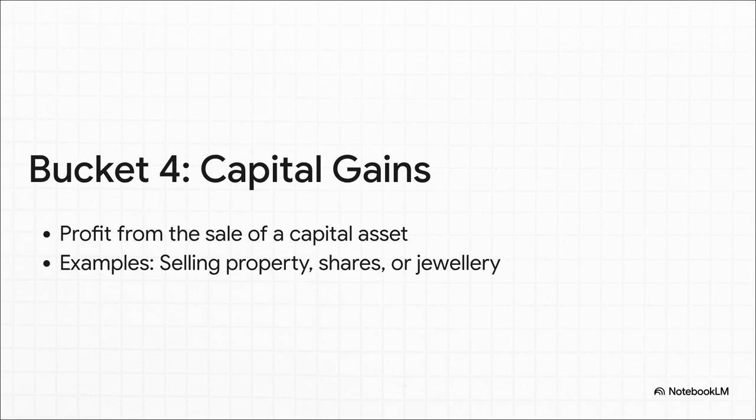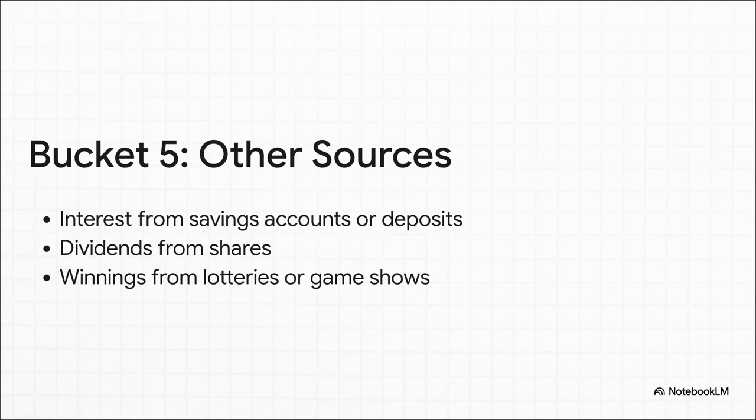Bucket 4 is for capital gains. Now listen closely on this one. This is not about the total amount you get when you sell something, like a house or some stocks. It's only about the profit you made from that sale. That's the key difference, and that's what goes into this bucket. And finally, we get to bucket number 5, income from other sources. You can just think of this as the ultimate catch-all bucket. Any little bit of income that didn't fit into the first 4, like the interest from your savings account or a winning lottery ticket, it all lands right here.